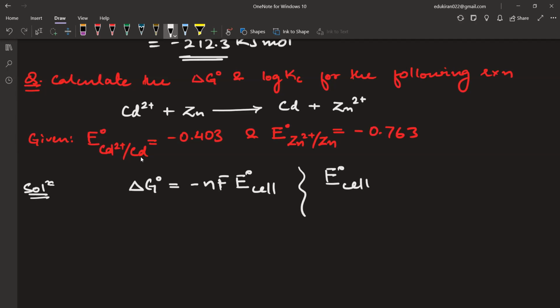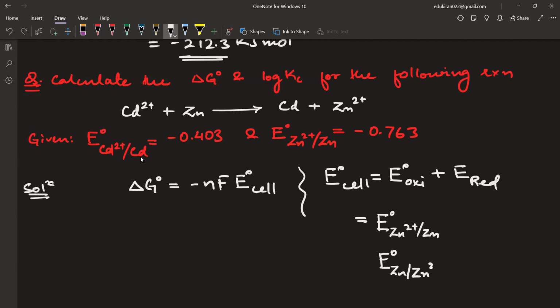Do you remember what E naught cell is? E naught cell is E naught of whatever is getting oxidized plus the E naught reduction of whatever is getting reduced. Tell me what is getting oxidized here? Zinc is getting oxidized. Okay, look carefully. What will I write? E naught, should we write zinc 2 plus to zinc, or this? Please don't write, all of you. Listen here. Zinc to zinc 2 plus. 1 or 2, which one is right? Where is oxidation happening, tell me?